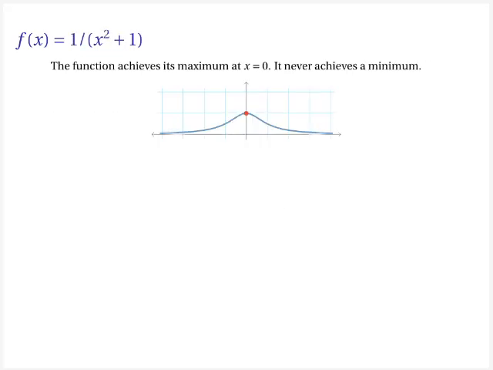Here's another example. This function has a single maximum at x equals 0, and it achieves it. But it never achieves a minimum because it has a horizontal asymptote here of 0, so it's falling, but never gets all the way down to 0. So a function can have a high spot but no low spot. Alternatively, a function could have a low spot but no high spot.